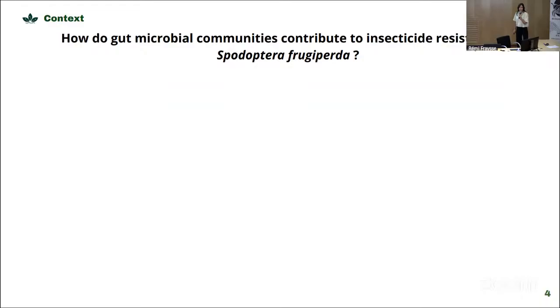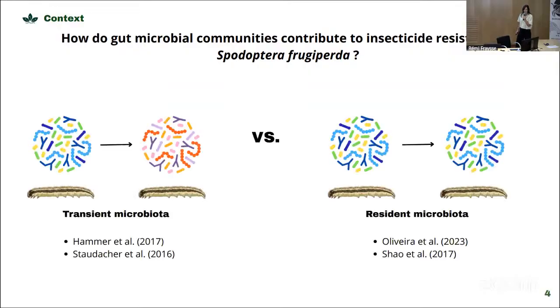So the main question of my PhD: how do gut microbial communities contribute to insecticide resistance in this species? But firstly, we want to know what the microbiome of Lepidoptera looks like. Some studies said that Lepidoptera harbor a transient microbiota which changes with the environment or the host plants, while other studies said that they have a resident microbiota with core members. To understand which one is true in Spodoptera frugiperda is really interesting to understand how these bacteria will have an effect on insecticide resistance.